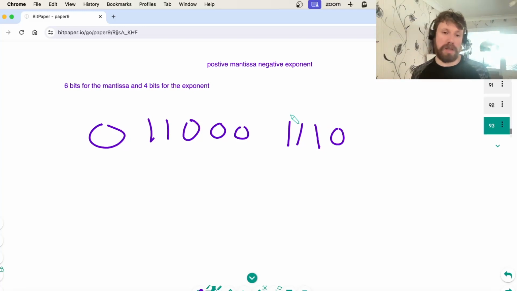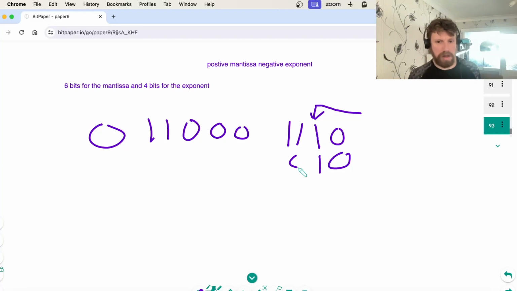The first thing that we need to do is work out what the exponent is, but we need to 2's complement this first. So we're going to go here, 0, 1, and then everything at it and before it stays the same, everything after it is flipped. That then gives us 2, doesn't it? So that's going to be negative 2.